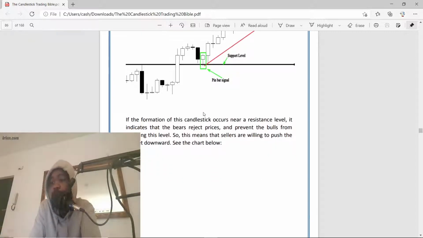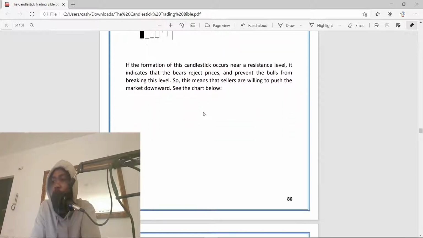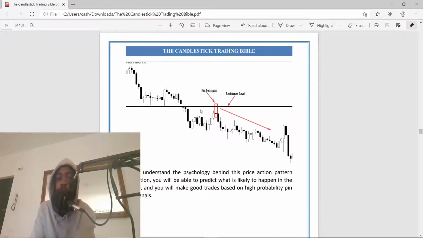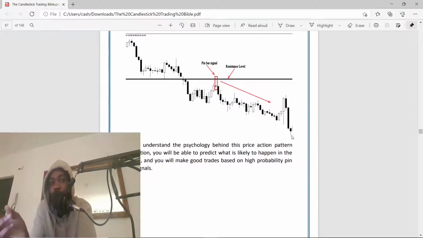So if the formation of this candlestick occurs near a resistance level, it indicates that the bears reject prices and prevent the bulls from breaking this level. So this means that the sellers are willing to push the market down. You see the chart below. This is another example, basically the reverse of what we just saw. Price closed below the support, and it came back to retest it, forming a pinball signal, and eventually it continued downwards. So that support became a resistance. This was previously support, it became resistance at this point.